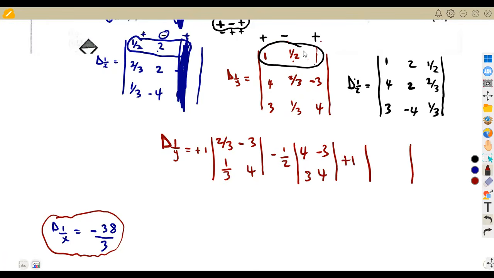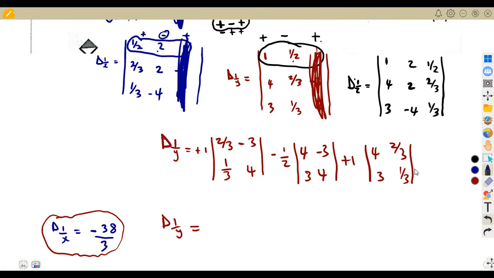The determinant of, you already closed the row, so you're just going to close the column. You remain with 4, 2 over 3, 3, 1 over 3. All right, so that's it. You are going to determine the determinant of y.